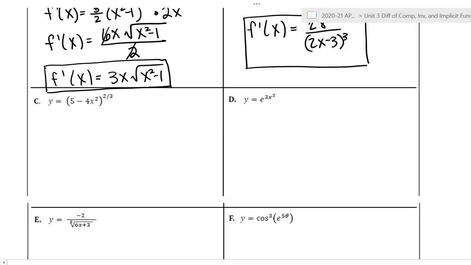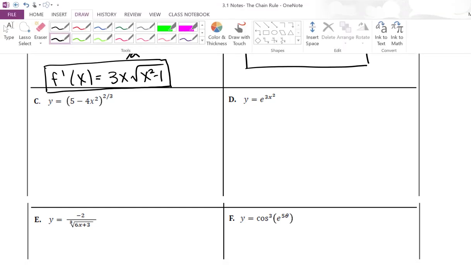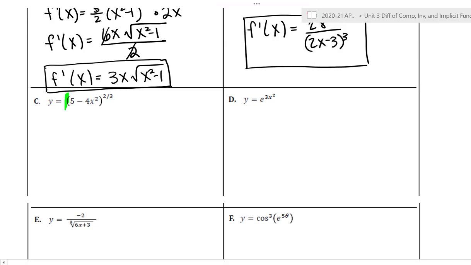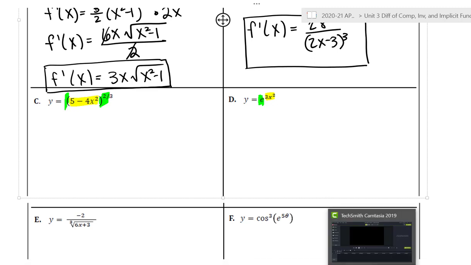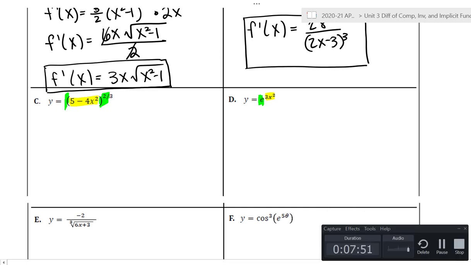I want you to take a moment and pause here and work on C and D. I'll highlight. There's the outside, so that e is the outside function, and then that stuff is what we're plugging into that outside function. So we're plugging that 3x squared into the exponent of e, and then we're plugging that 5 minus 4x squared into y. So take a second here, and then check your work and see how you're doing.